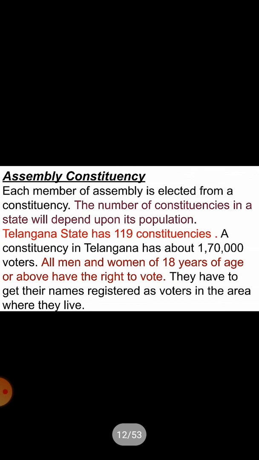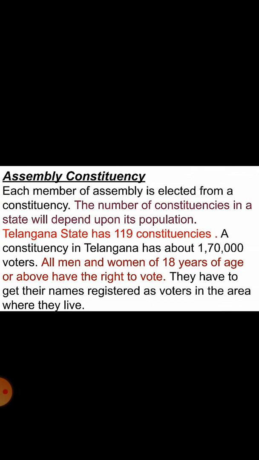Now, assembly constituency. Each member of the assembly is elected from a constituency. The number of constituencies in the state depends upon the population. Telangana state has 119 constituencies. A constituency in Telangana has about 1,70,000 voters. All men and women of 18 years of age or above have the right to vote. They have to get their names registered as voters in the area where they live.